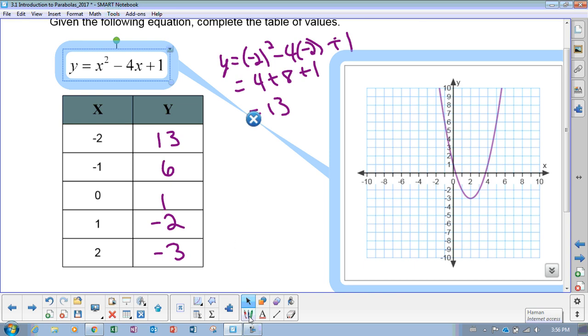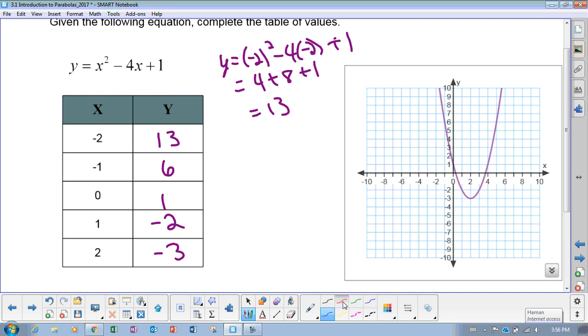So I'm going to check my differences. So the first difference is 6 subtract 13 is -7. 1 subtract 6 is -5. -2 subtract 1 is -3. And then -3 subtract -2 is -1.